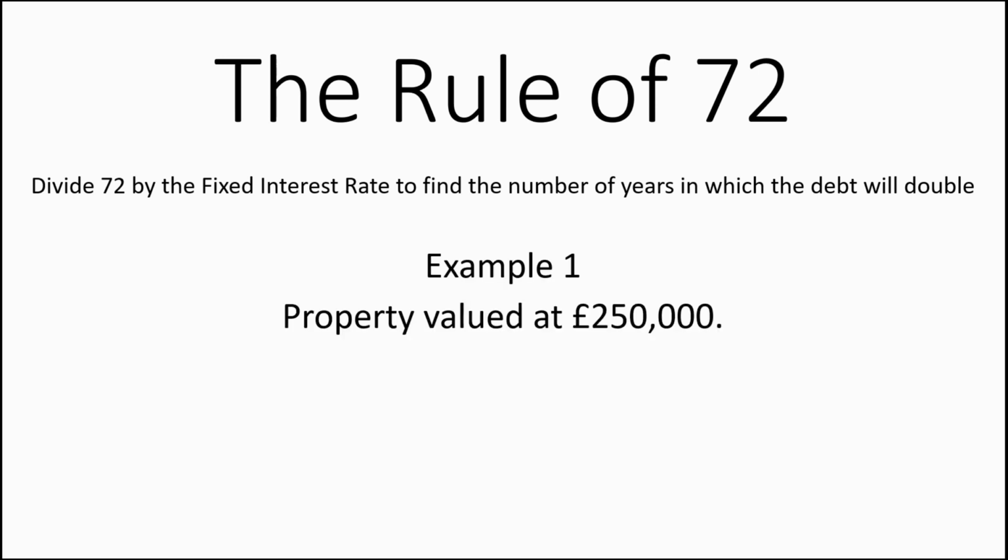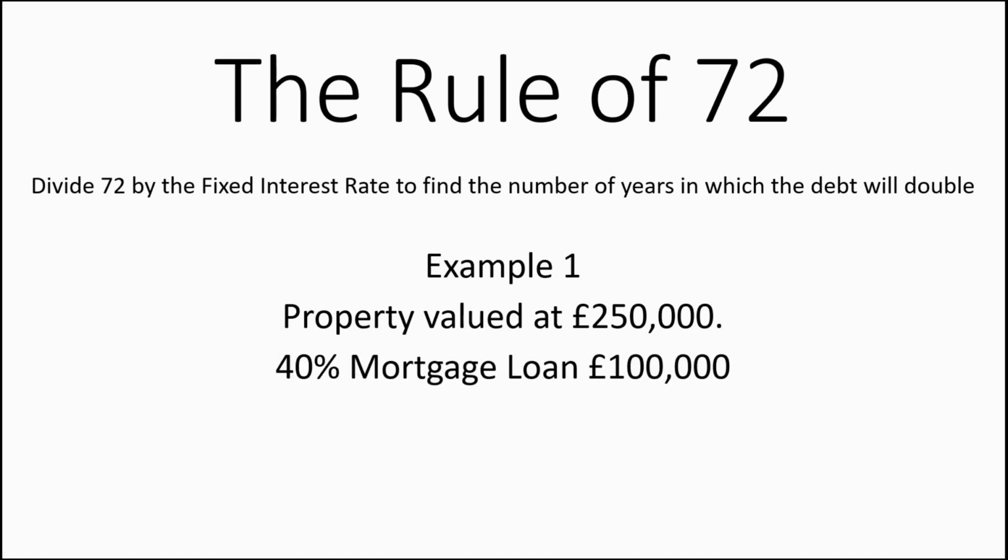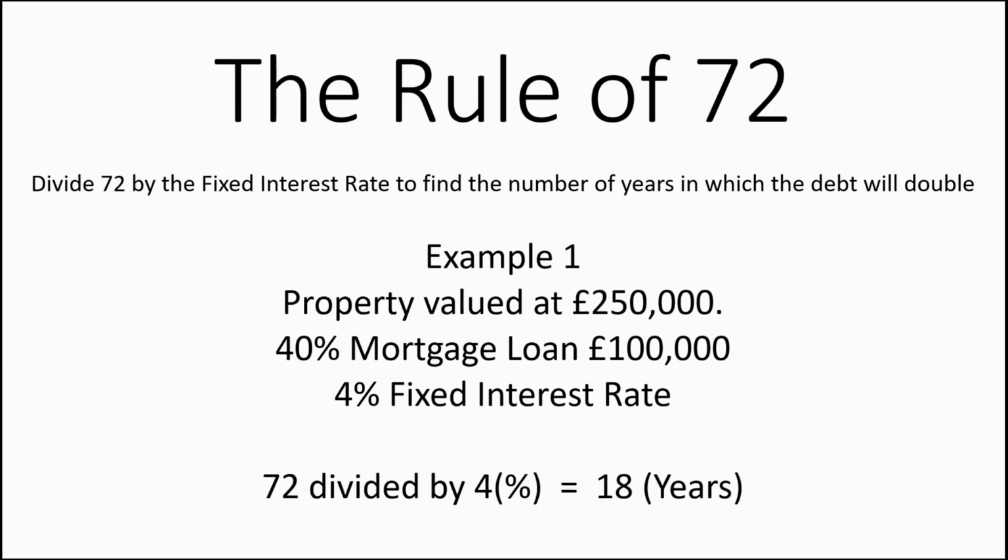We have a property valued at £250,000 and a 40% mortgage loan on that property of £100,000. In this example, we're going to use 4% as our fixed interest rate. So if we divide 72 by the 4%, it will give us 18 years in which that debt will double. So in 18 years time, that £100,000 mortgage loan will in fact be £200,000 if we haven't made any payments and we've just allowed it to roll up.